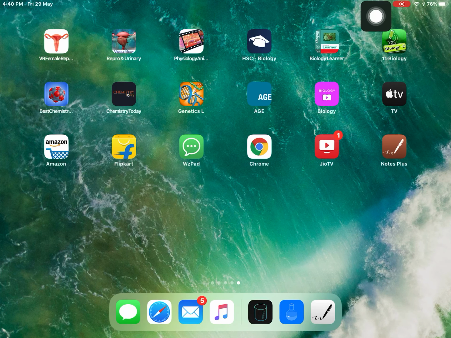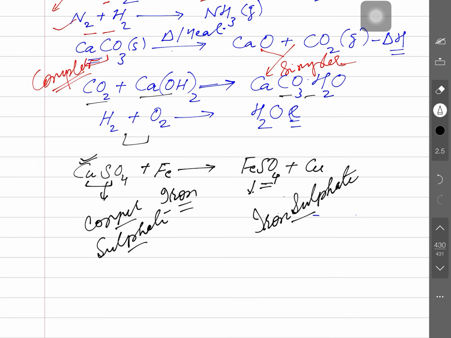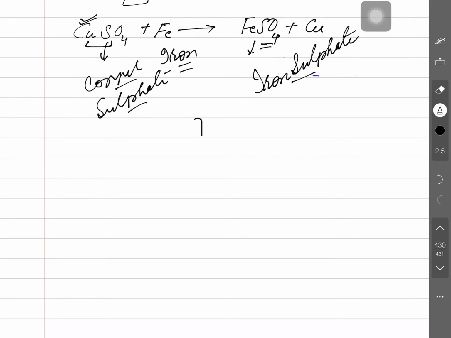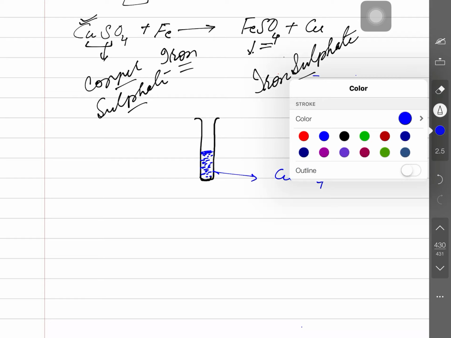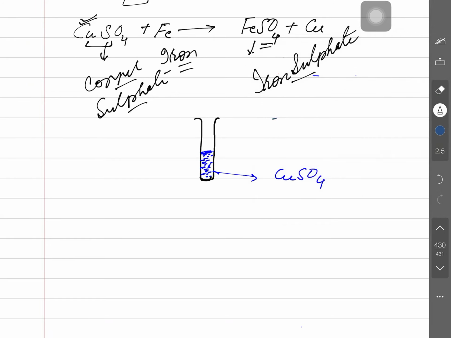Okay, the lab is not working here. So this assessment you can simply do. Actually, I wanted to tell you, you will take a test tube and in the test tube you will take copper sulfate solution. The copper sulfate solution is blue in nature. It's called CuSO4, and you will put some iron nail in that. Iron nail means this type you will take here.